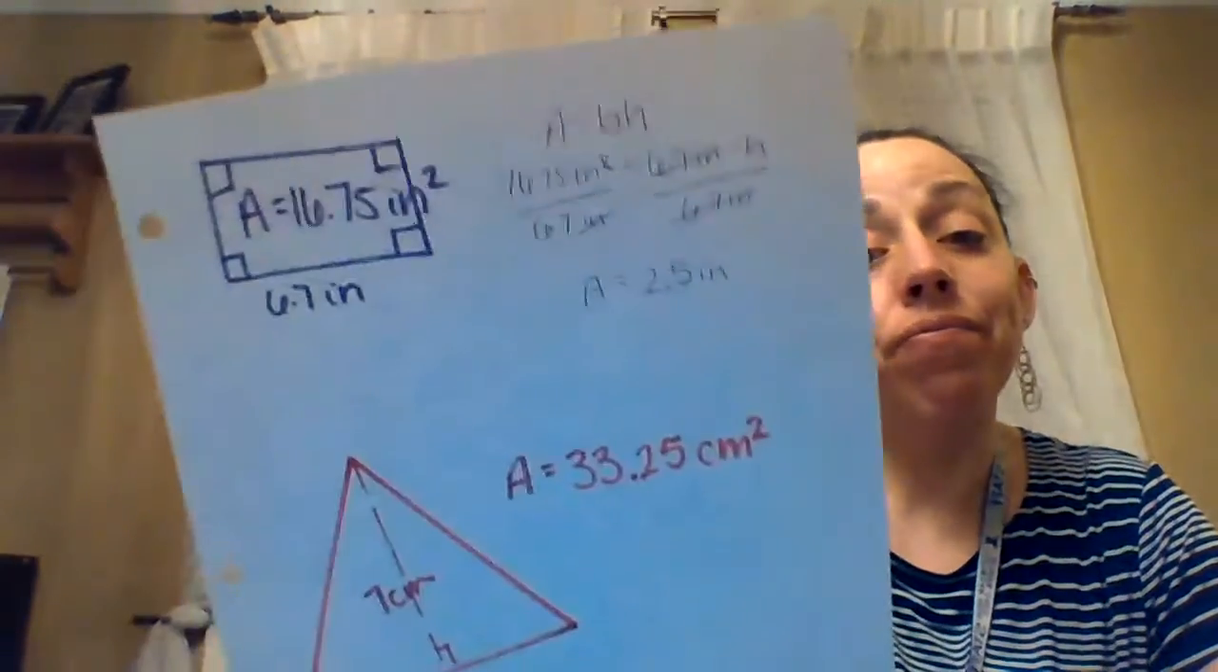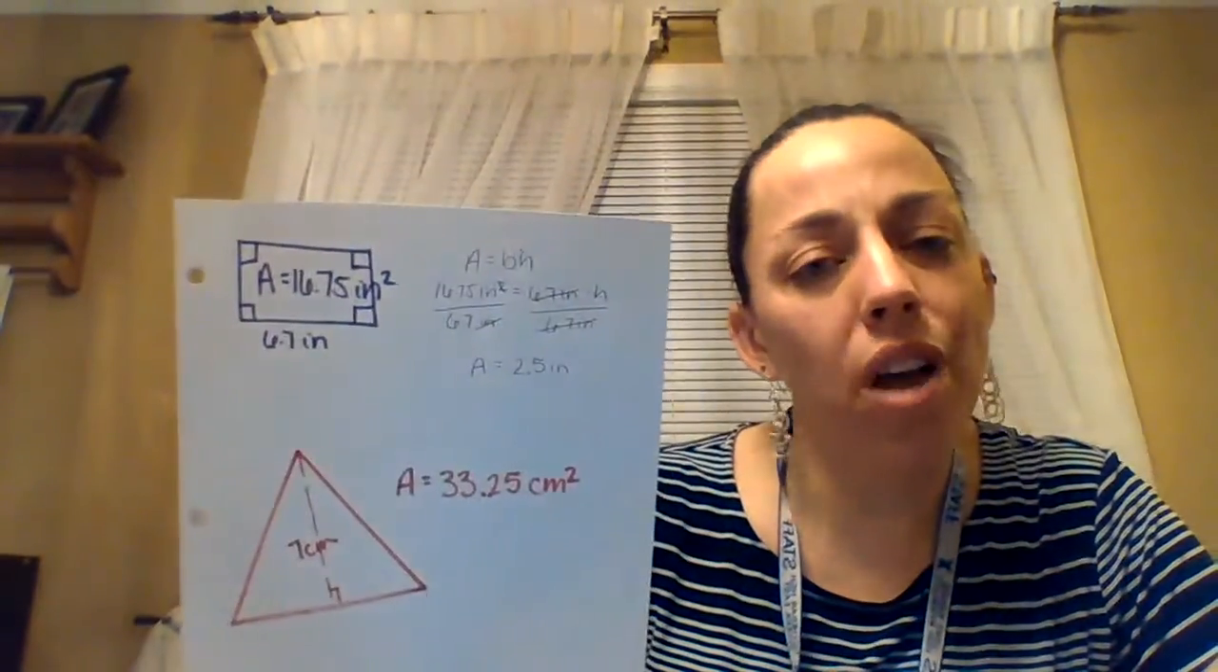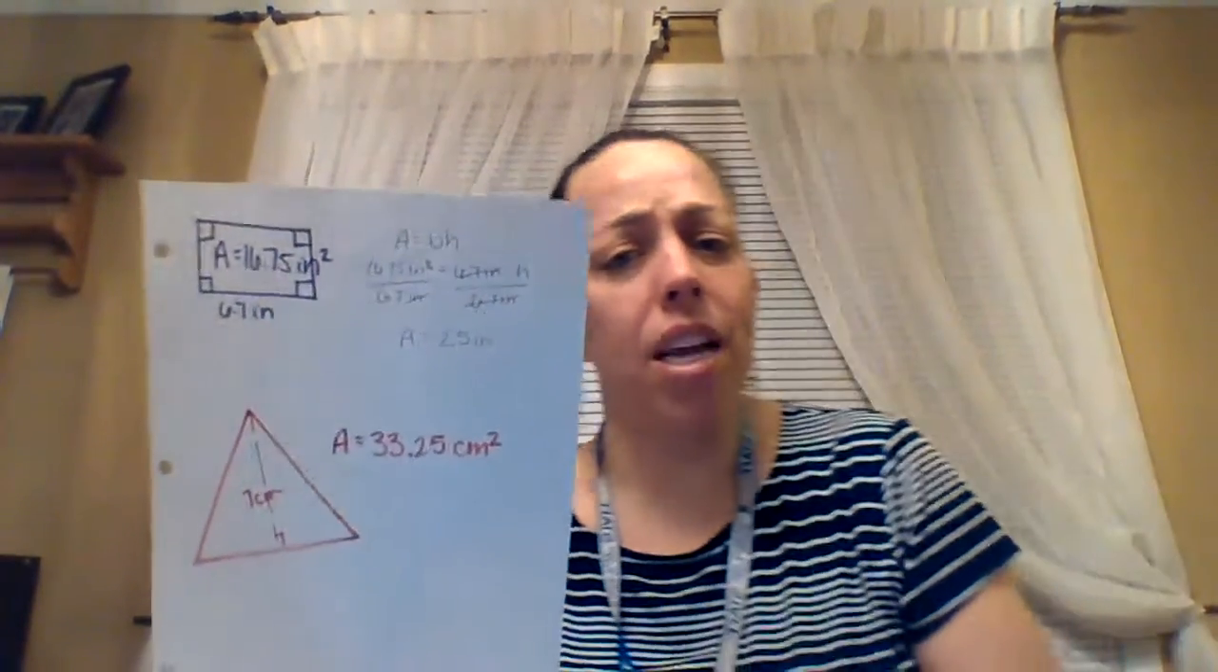So I'm going to do 16.75 divided by 6.7. And my calculator tells me then that this answer is a nice answer of 2.5 inches. A little bit of algebra to solve backwards, because I have seen sometimes on end of course exam that they make you solve for something in the middle.